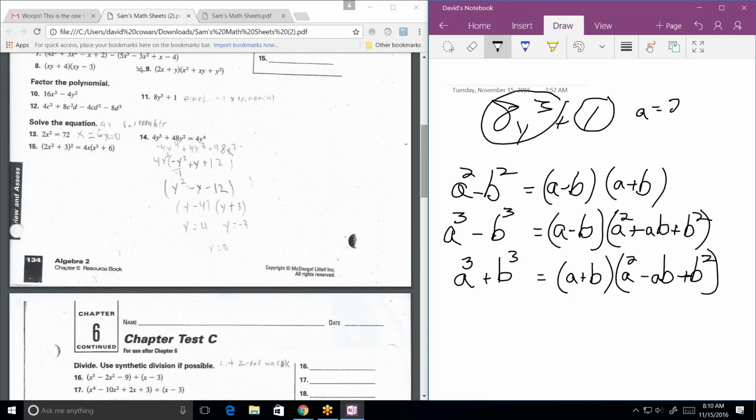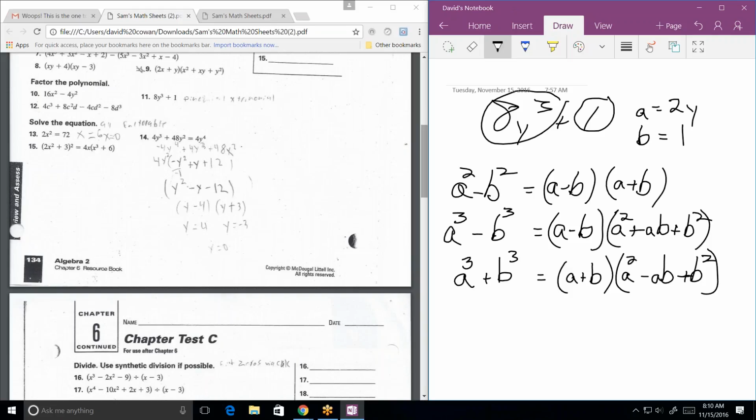2y. No squared? No. In other words, 2y cubed would be 8y cubed. Okay, what's b? Just 1, right? Right. Now let's apply it down here in this third one.